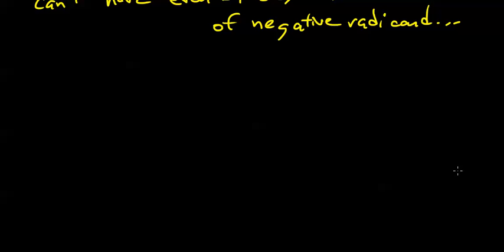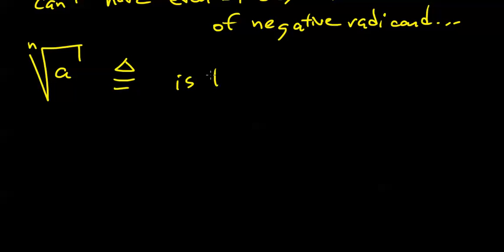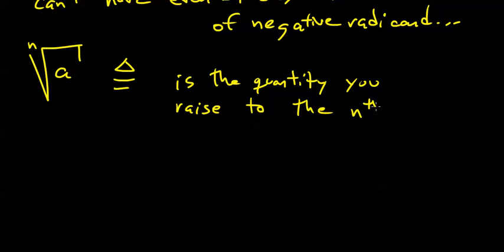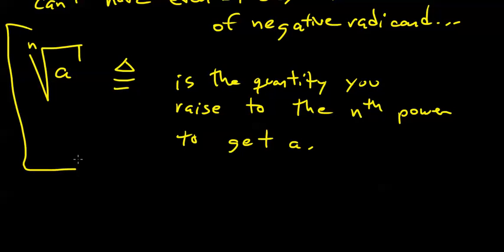I'm going to, maybe a little more formally, talk about the nth root of a. Let me try to define it. That's a symbol for definition. This is the number or quantity, because we could have variables. We're not always going to be working with numbers here. So I'm going to say it's the quantity you raise to the nth power to get a. Okay? All right, so this is a somewhat more formal definition of what it means to take the nth root of a number.